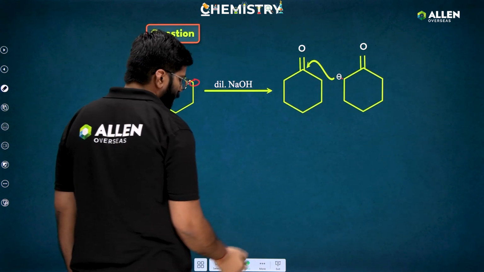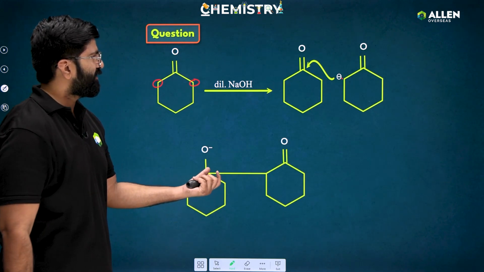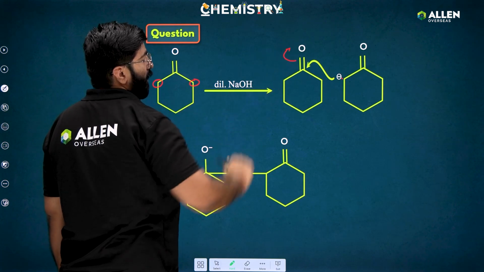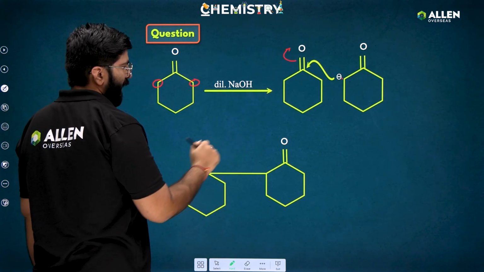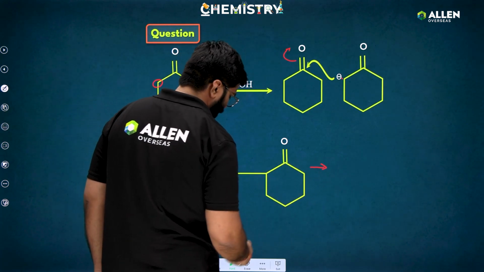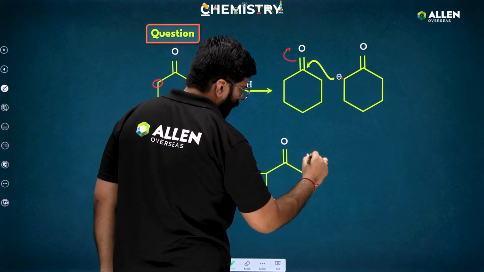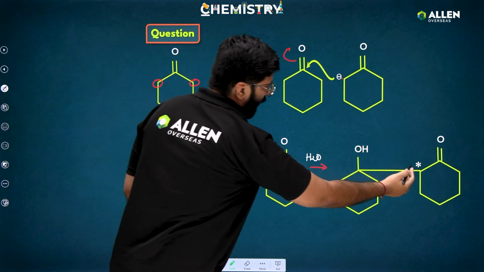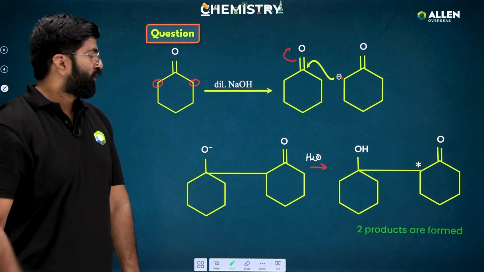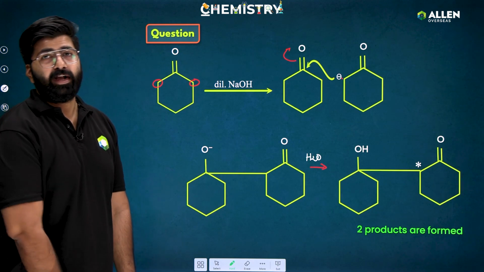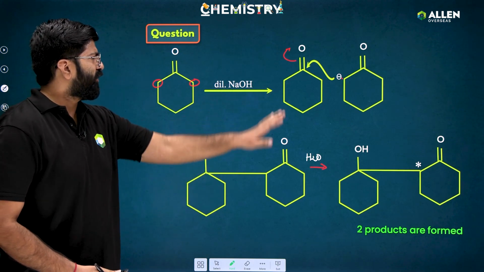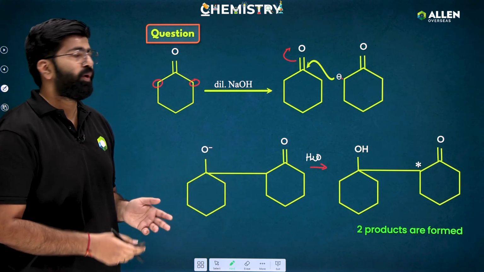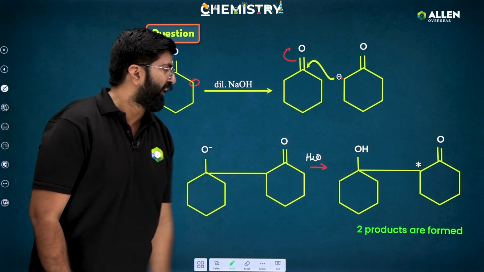Yes or no? So how can I write the product? The product will be written something like this, and this double bond will go to this oxygen, and there will be a negative sign. And now as I introduce the water, what is going to happen? This product will be formed, and there is 1 chiral carbon. So how many products will be formed? 2 products will be formed, because there is 1 chiral carbon. So I think you got the general idea of how your aldol condensation reactions are going to happen, and how we are going to write the final product.